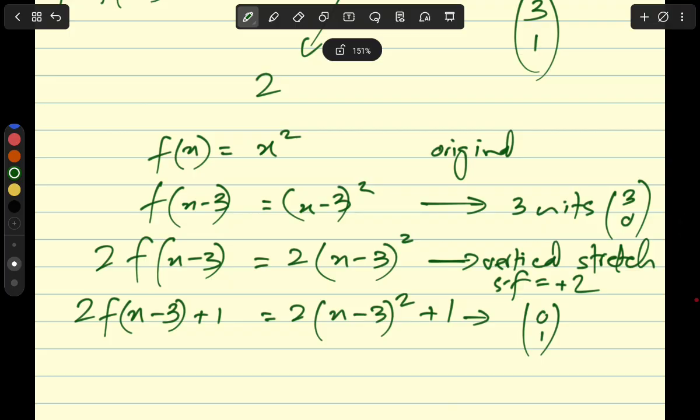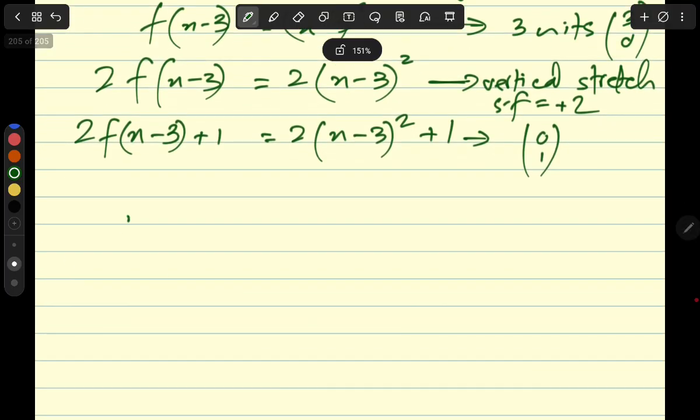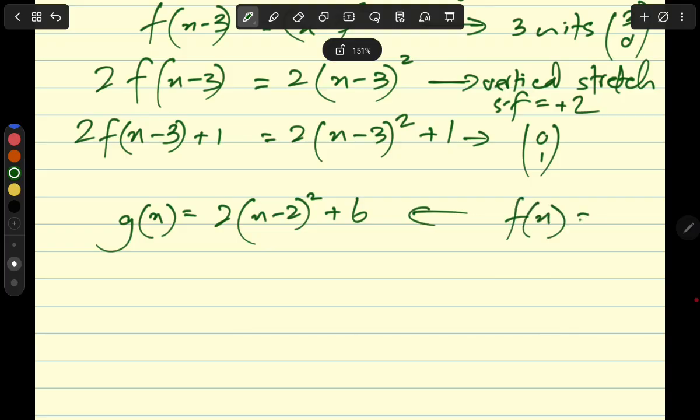Now, let's say you have g of x equals 2 times (x minus 2) whole squared plus 6. How would this have been obtained from an original function f of x equals x squared? You guys should pause the video, try to do it yourself, list the order, and then resume the video and check if you have done it correctly. Now I'm going to proceed to solve it.